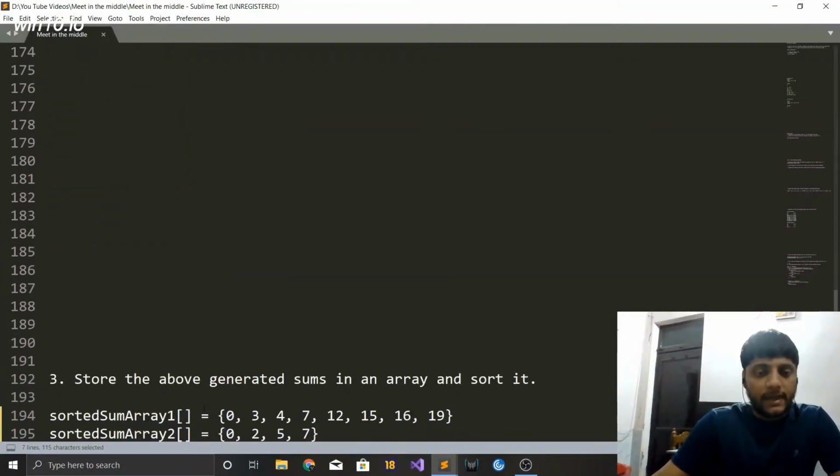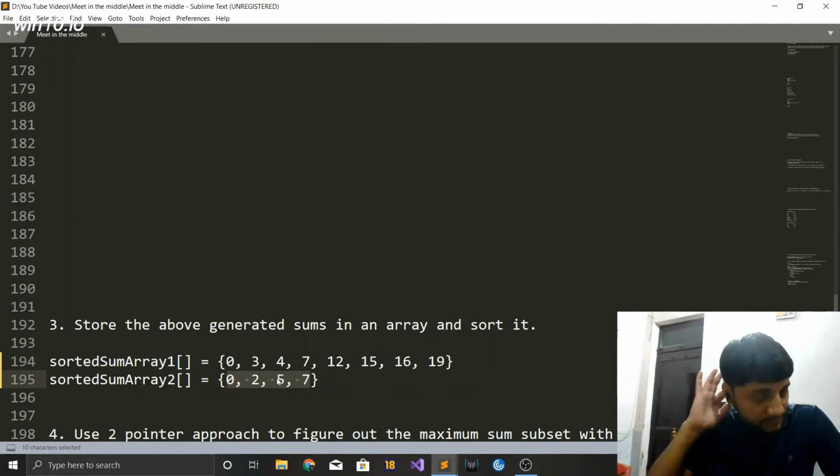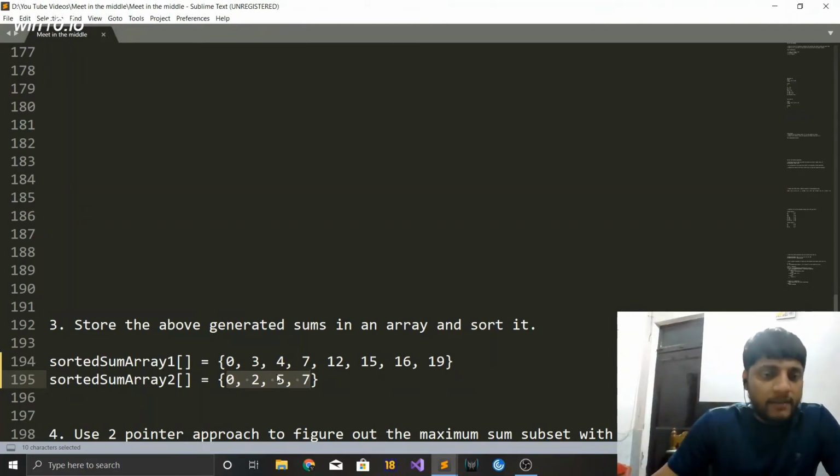Here you can see that, and similarly for array 2. Now the third step is that we need to find one sum in this and one sum in this array, sorted sum array 2, which when combined will give us the required answer, that is maximum sum less than equal to s. Now there are various ways to find it. This is a very standard question.